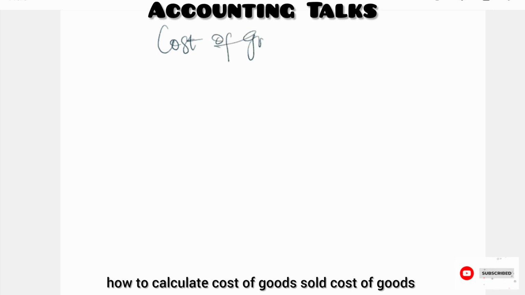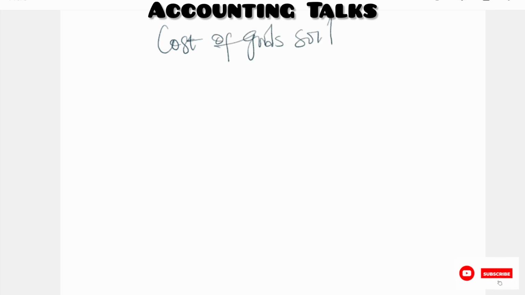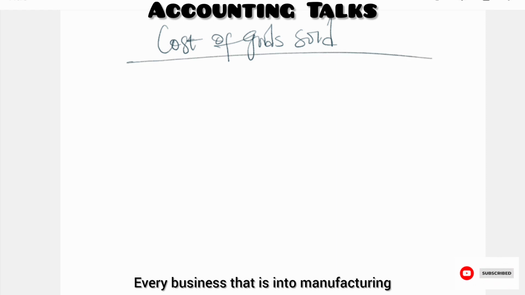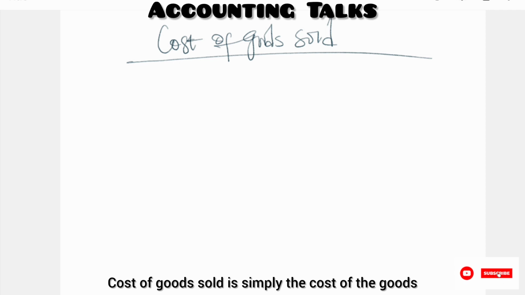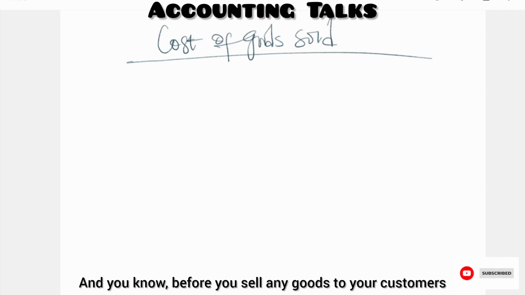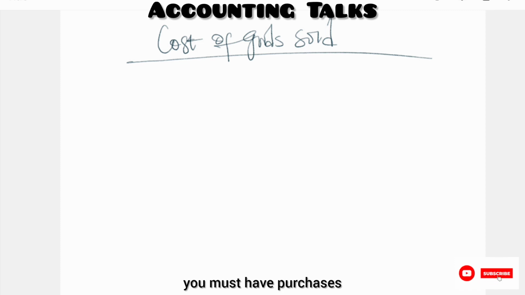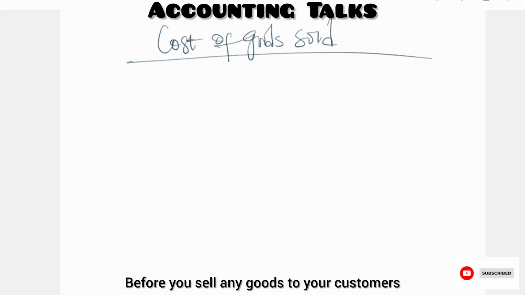Cost of goods sold. Every business that is into manufacturing or sourcing products from different suppliers always has to deal with cost of goods sold. Cost of goods sold is simply the cost of the goods that you've sold to your customers. Before you sell any goods to your customers, you must have purchases. Before you sell any goods to your customers, you must have inventory in stock. Cost of goods sold enables you to know what your profit will be at the end of the trading period. So it's important that you get it right.